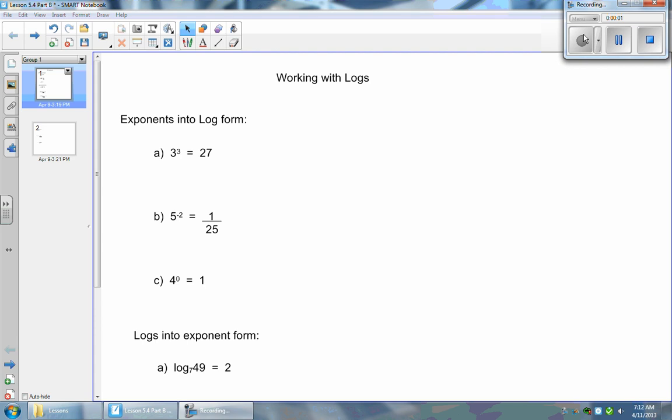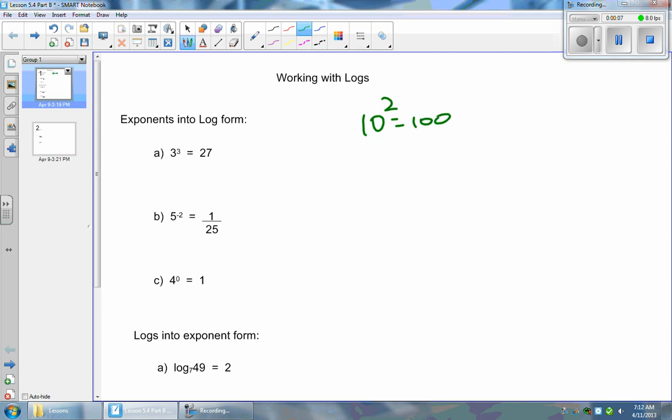Let's start playing around with logs a little bit. Remember one thing that I did in the last podcast? I went 10 squared equals 100. And what we're going to do is convert that into log form. But what I want to show you here is that when you take the log, remember, it's a log of a specific base. Look back at your exponent. There's the base. So that's exactly the same number that goes here.